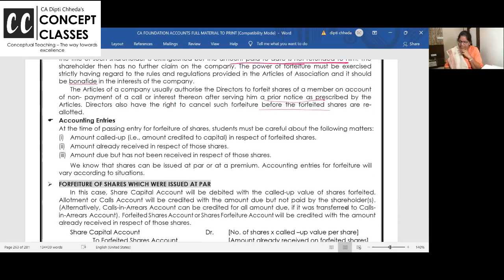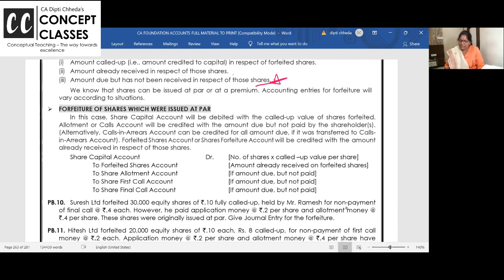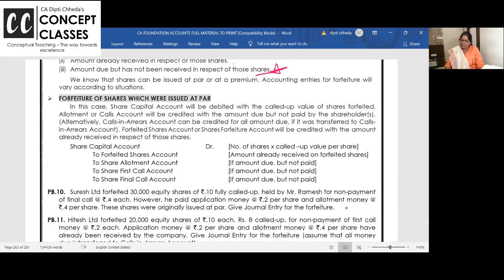At the time of passing entry for forfeited shares, amount called up, we should know in respect of forfeited shares, amount already received and amount due but not received. This is the reason you are forfeiting, no? Share capital will be debited with the called up capital. Forfeited shares will be credited with the amount already received.